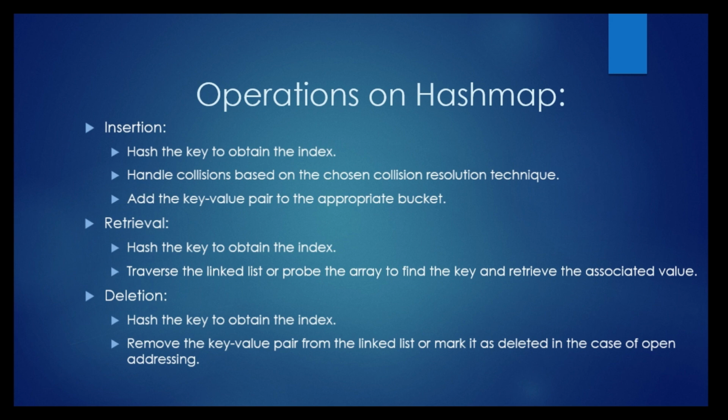When retrieving, we are also going to hash the key to obtain the index. Then we traverse the linked list or probe the array to find the key and retrieve the associated value. In the deletion, we hash the key to obtain the index. Then we remove the key value pair from the linked list or mark it as deleted in the case of open addressing. Let us see how I implemented the hash table in C.